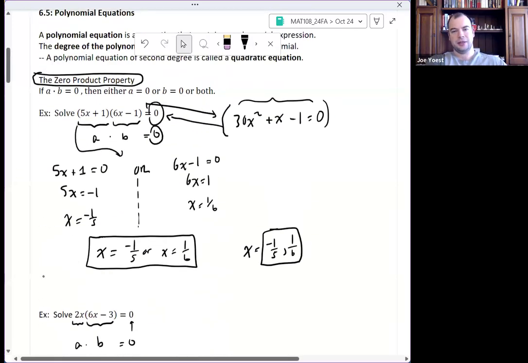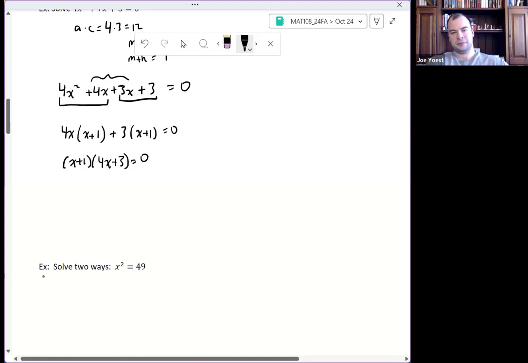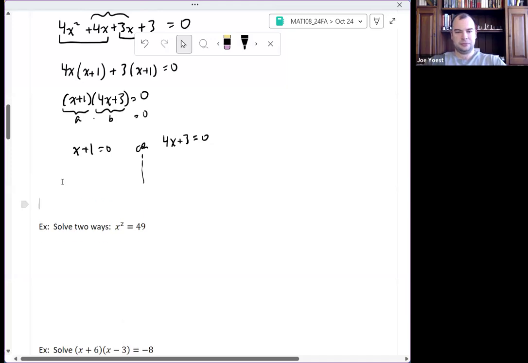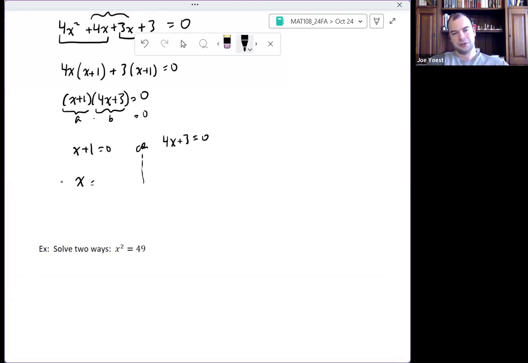And I notice that that looks a lot like this type of equation. And I know how to solve this. I use the zero product property. So I have, say, a times b equals 0. Either x plus 1 equals 0 or 4x plus 3 equals 0. So either x equals -1 or x equals -3/4.